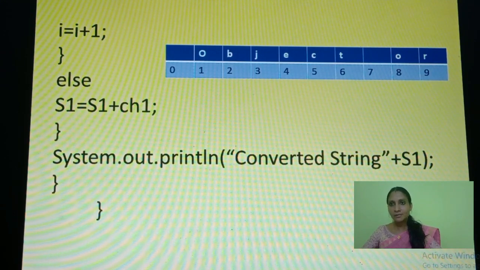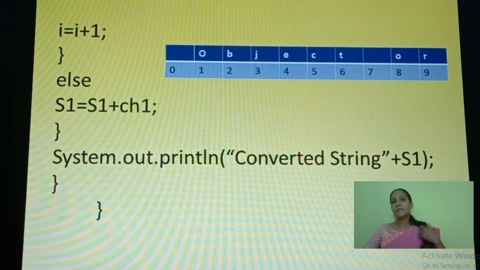How can you do it? It's very easy. First we will read the string, then the variables: s1 to store the new string, two characters ch and ch1, len to find the length, and i to store the index number. Then we trim the string using s.trim, then find the length, len = s.length. Then we start the for loop: for int i = 0, i less than len, i++.